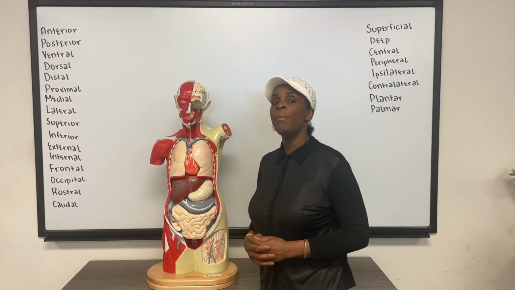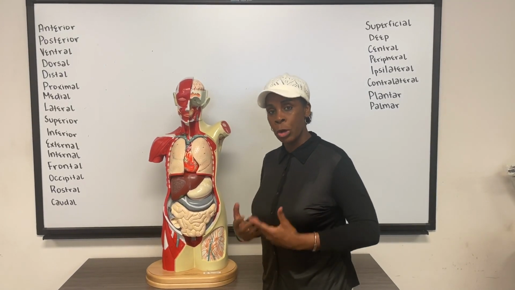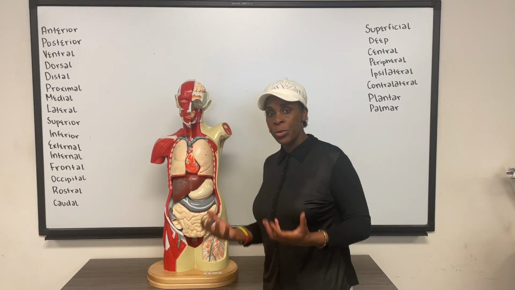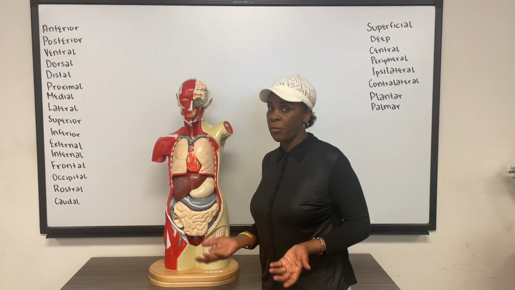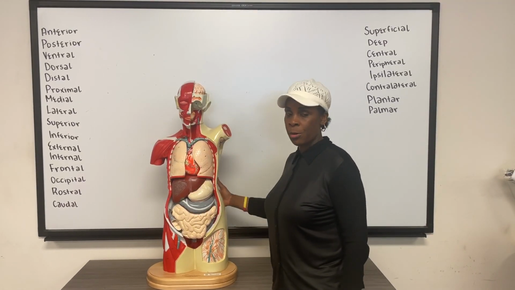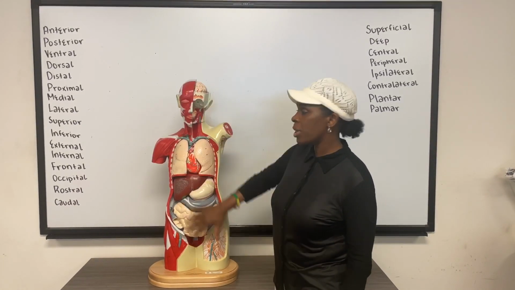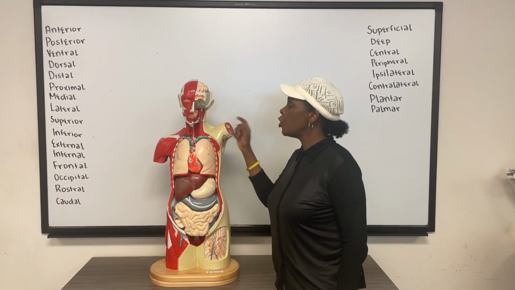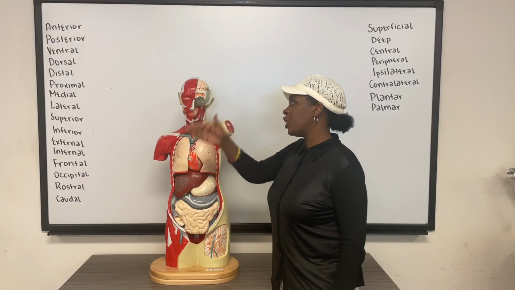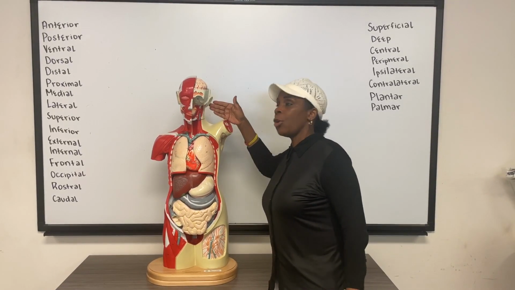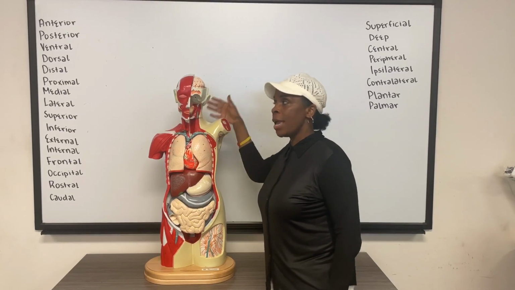Today we'll talk about anatomical reference terminologies. So those are reference terminology we use to compare different parts of the body. We're going to start with the anterior and posterior. Anterior means the front side, posterior means the back side. For example, the nose is anterior to the ear. The ear is posterior to the nose, front and back.